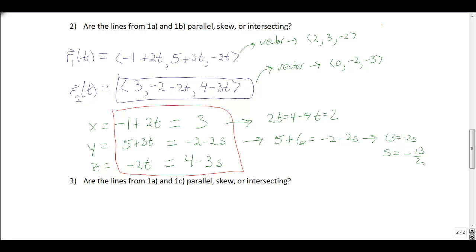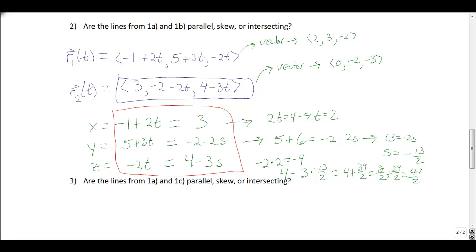Now, right now, all we used were the x equation and the y equation. So for this to actually be a solution, we have to be able to plug in our t of 2, our s of negative 13 halves, and get the z equation to be true. So let's try that. The z is negative 2 times 2. That's going to be negative 4 on the left. On the right, you get 4 minus 3 times negative 13 halves. Okay, that's not going to be negative 4. In particular, it's going to be positive. It's really 4 plus 39 halves, which is 8 halves plus 39 halves, which is 47 halves.